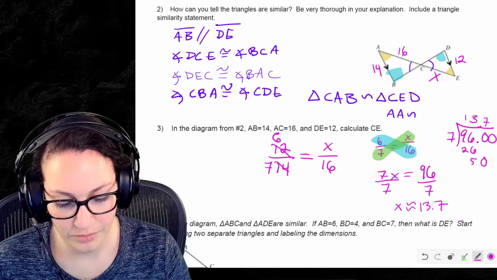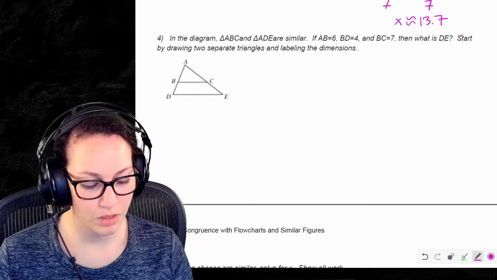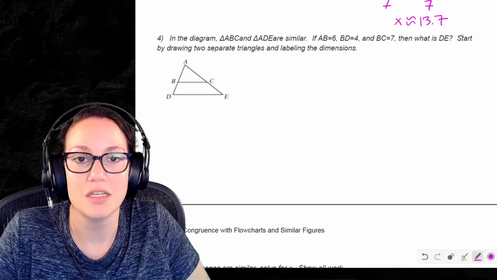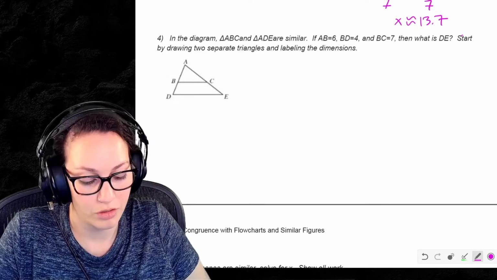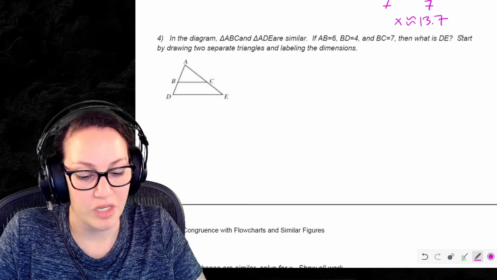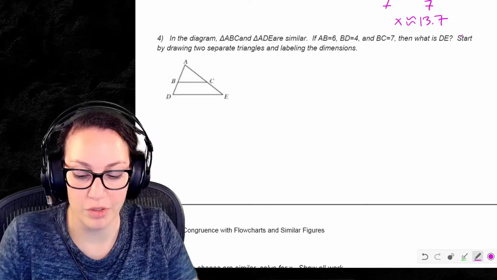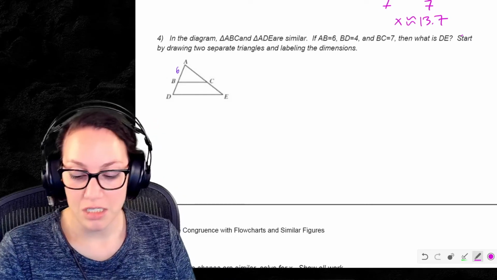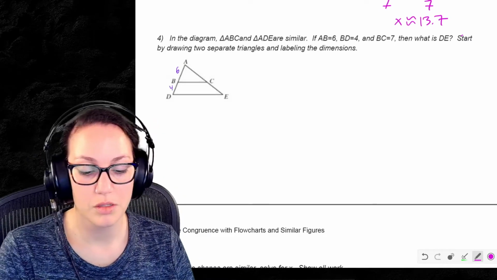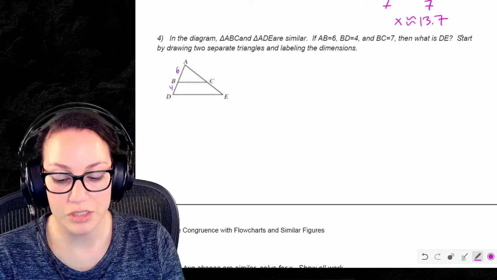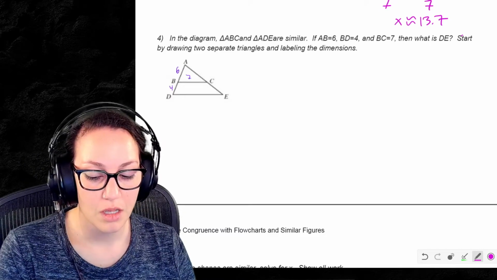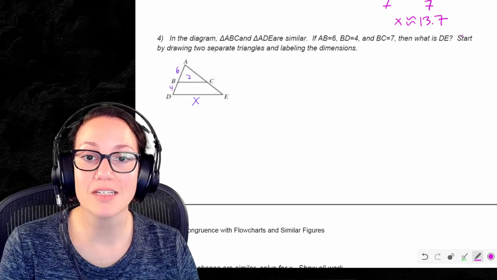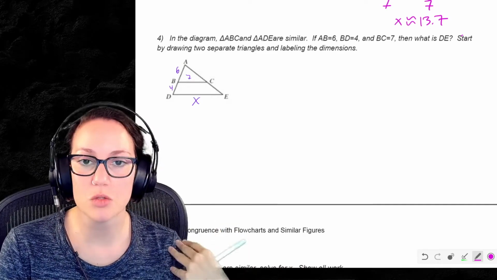Okay, let's keep going. So in the diagram, triangle ABC and ADE are similar. If AB equals 6, okay, we're going to start labeling. AB equals 6, and BD equals 4, and BC equals 7, then what is DE? That's our question mark. That's where we're going to put our x. You can use any variable you want. We're just going to use x.